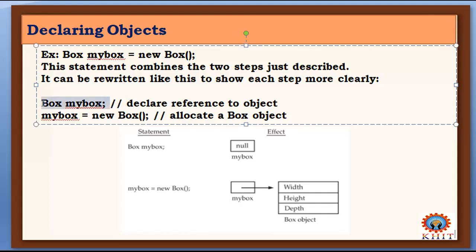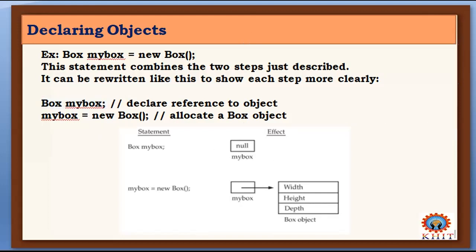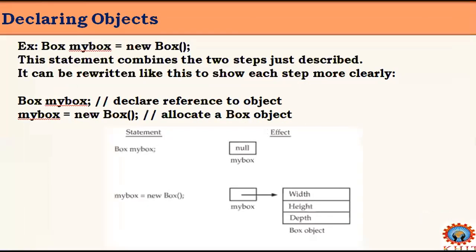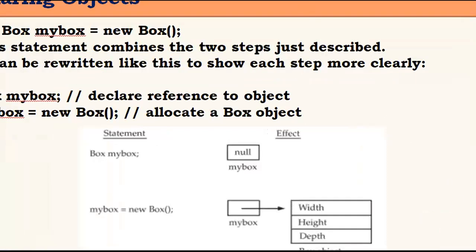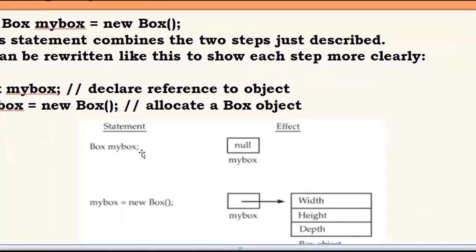If you write only this first step, you can see here, box myBox. If you have written only this statement, this is created inside the memory. myBox is created, but it doesn't have any data values. It has only null. Null means it has only 0.